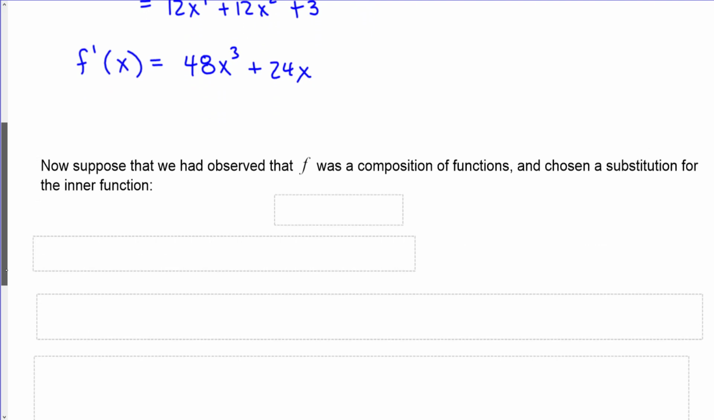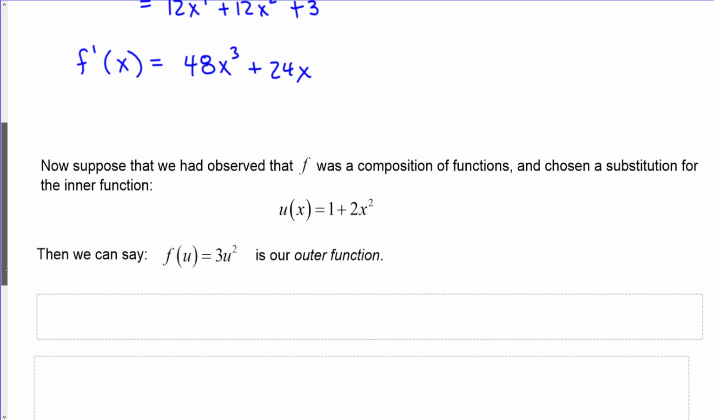Now suppose that we had observed that f was a composition of functions and chosen a substitution for the inner function. So if I let u of x be 1 plus 2x squared, then we can say that f of the function u is equal to 3 times u squared. And that would be what we call an outer function, this 3u squared.